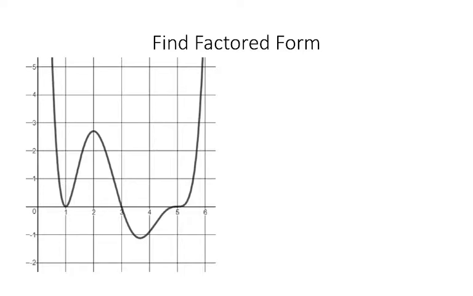Let's see if we can find factored form on this one. So we've got a 0 here, a 0 here, some other sort of 0 here. Notice this one doesn't have a direct cross. So I got x equals 1, x equals 3, x equals 5.